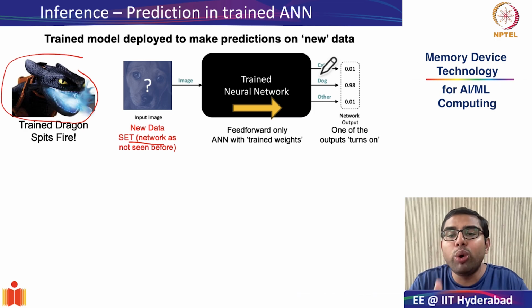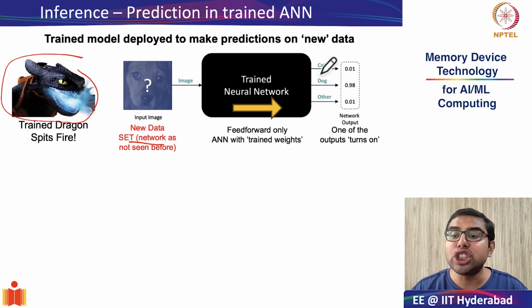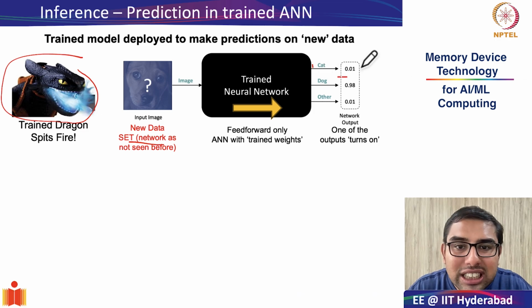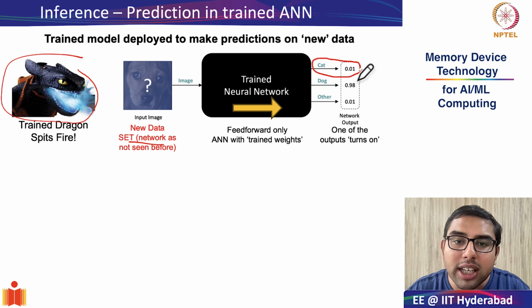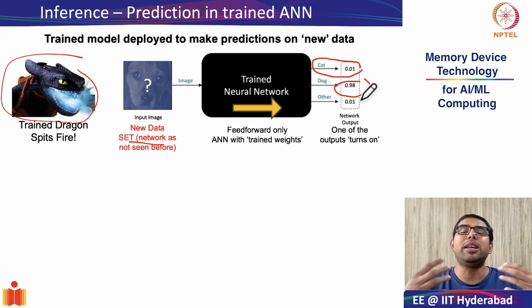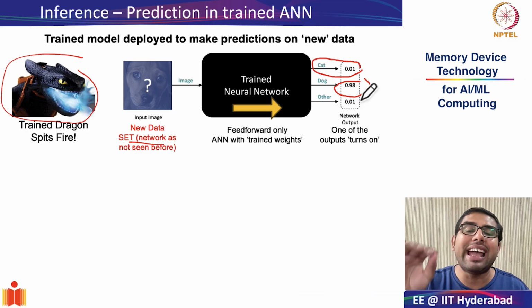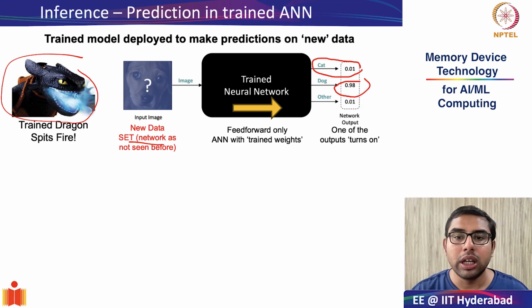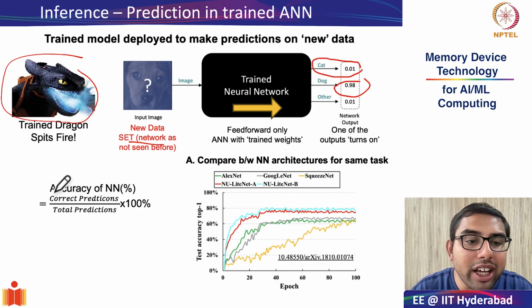image goes through feed forward propagation of the trained neural network, and at the output, the model assigns probabilities. As you can see, the probability for it detecting a cat is 0.01, for a dog is 0.98, and for others is 0.01. This is the process of inference, where using the trained model, you classify fresh inputs without making any further weight updates.